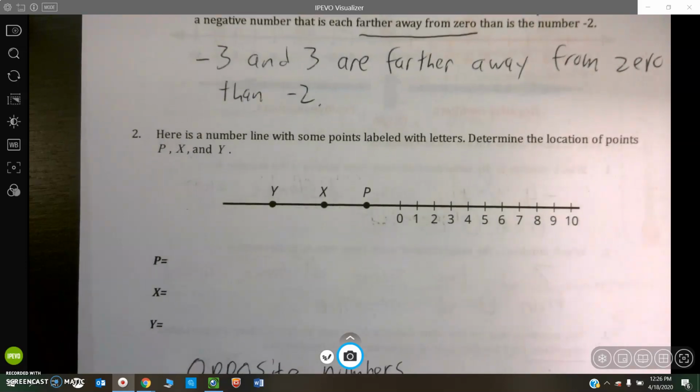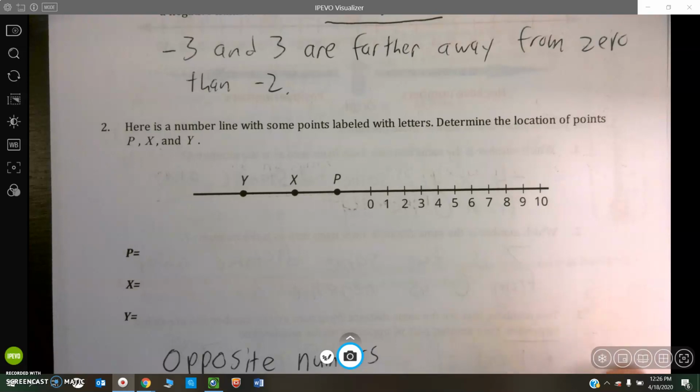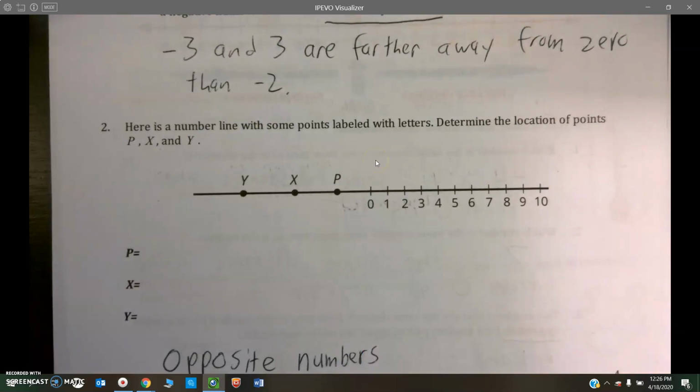Alright, and now down below, here is a number line with some points labeled with letters. Determine the location of points P, X, and Y. So, once again, if you have a ruler, this could be helpful. If you don't, you can also just kind of estimate the distances.